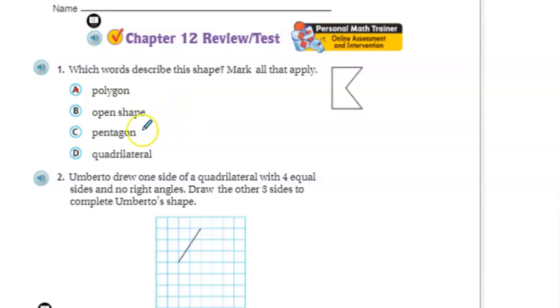Pentagon, so you have to think to yourself, how many sides does a pentagon have? So when you go through, you can count your sides. There's 1, 2, 3, 4, 5. So you think to yourself, okay, it is a 5-sided shape, so it does classify as a pentagon. And then a quadrilateral, think to yourself, quad. Quad means 4, and we already counted our sides, and there are 5, so it does not qualify as a quadrilateral.